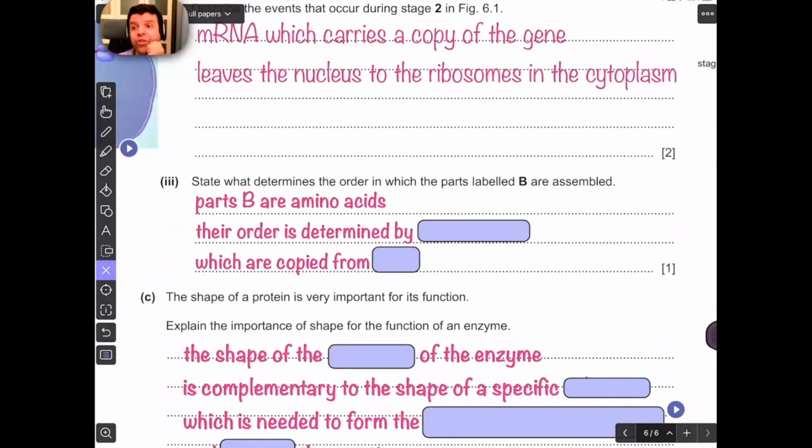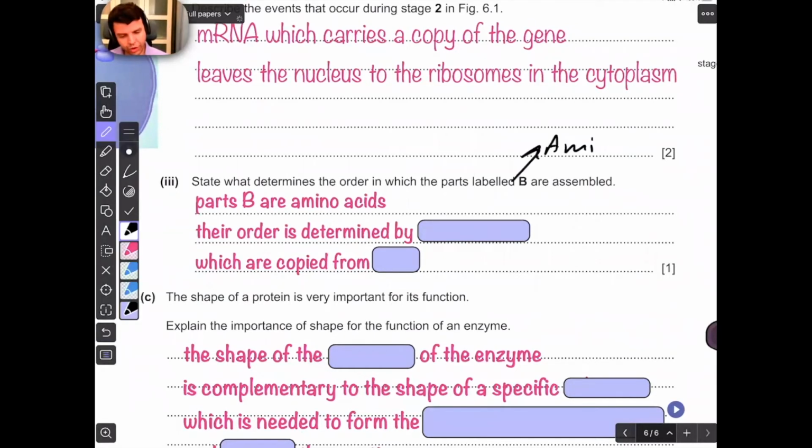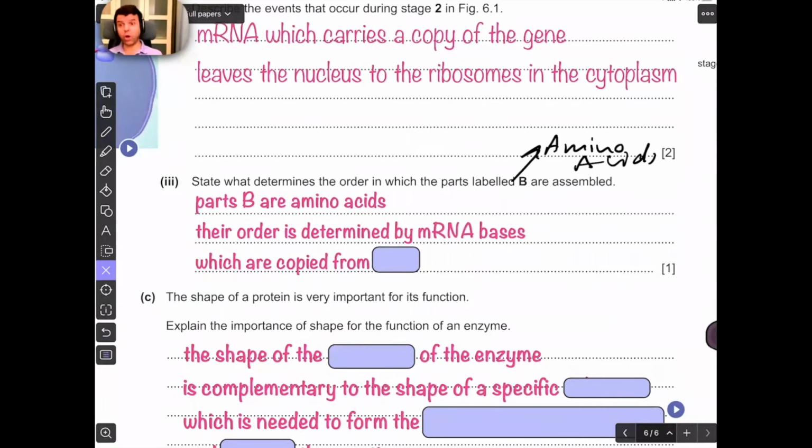Before the last question, state what determines the order of part labeled B, the amino acids. The order of amino acids is determined by what? The base pairs. Very good. It's determined by the bases, or the sequence of bases, on messenger RNA, which was originally copied from where? Which was copied from DNA.